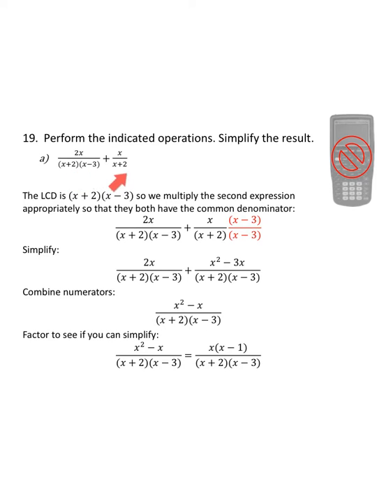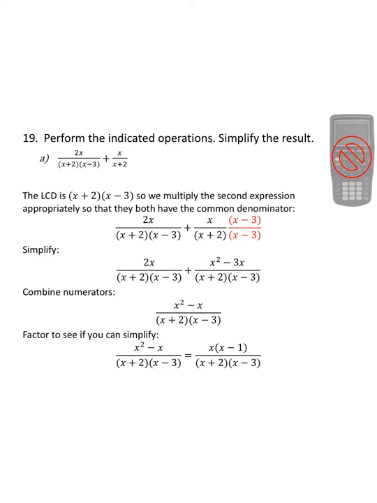So I can see immediately that I need to multiply the second fraction by x minus 3 over x minus 3. And so I do just that. I leave 2x over x plus 2 times x minus 3, plus I multiply x over x plus 2 times x minus 3 over x minus 3. Distribute the x. X times x is x squared. X times negative 3 is a negative 3x. Denominators, I'm just going to leave them in factored form.